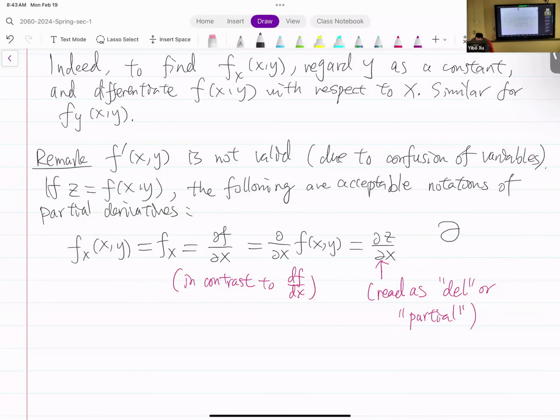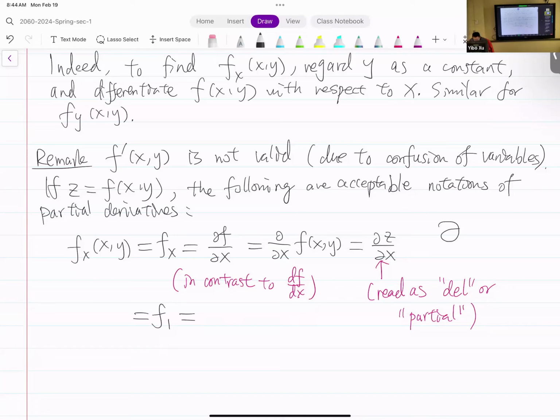So here, if you write f sub x, this is a situation where you have x and y as the inputs, right? If you have more input variables, let's say n of them, where n is large, then using the 26 English letters is not even enough, right? So then we can say, okay, x is the first input argument, so we just put f sub 1. You are doing the partial with respect to the first variable.